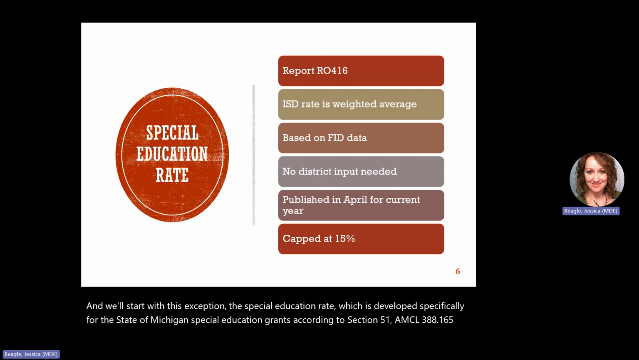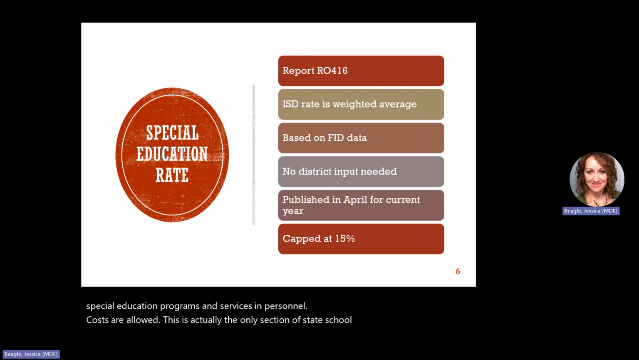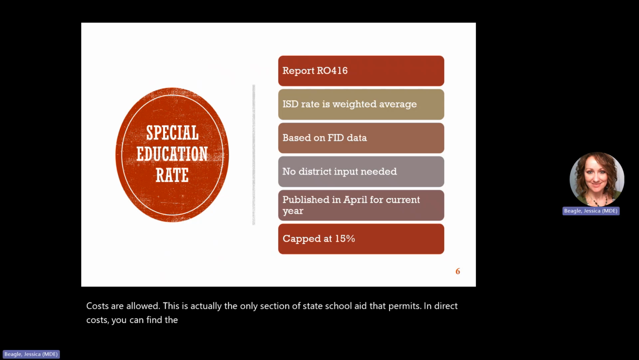388.1651A, which covers the allocations for reimbursements to districts and intermediate districts for special education programs and services in personnel, indirect costs are allowed. This is actually the only section of state school aid that permits indirect costs. You can find the special education rate posted on our website every April.